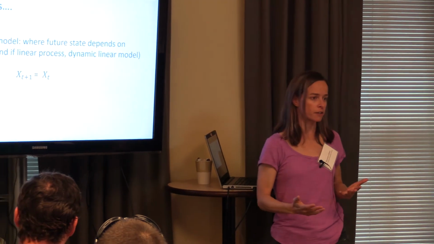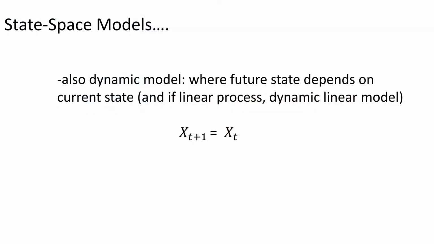So with just a lag of one, but it could also be different lags. If it's a linear process that you're thinking about, then it's also called a dynamic linear model. So I'm putting all this up there because you might hear some of these in ways that seem kind of interchangeable, and they often are. But a dynamic model is a state space model, and if it's got a linear process, then dynamic linear model.